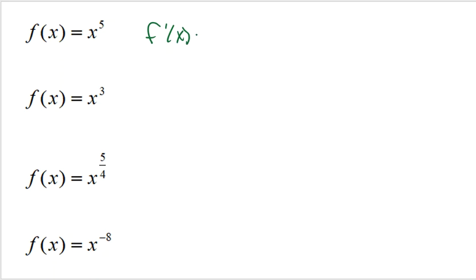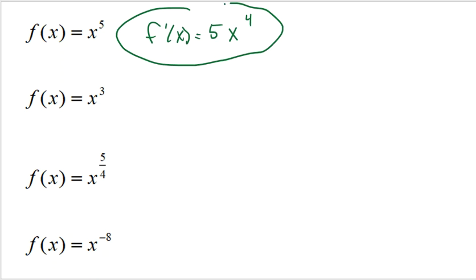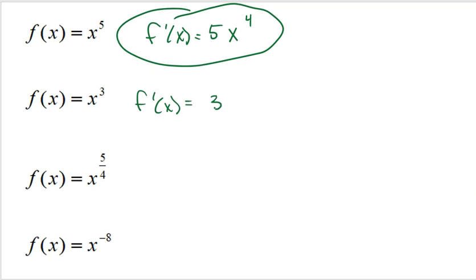The derivative is 5 falls down in front. New power is 5 minus 1, which is 4. Boom, you're done. There's a derivative. Are you kidding me? It's that easy. So simple. All right, let's try this next one. X cubed. The derivative of x cubed is 3x squared. 3 minus 1 is 2. You're done. Yeah, I told you that these are so easy.